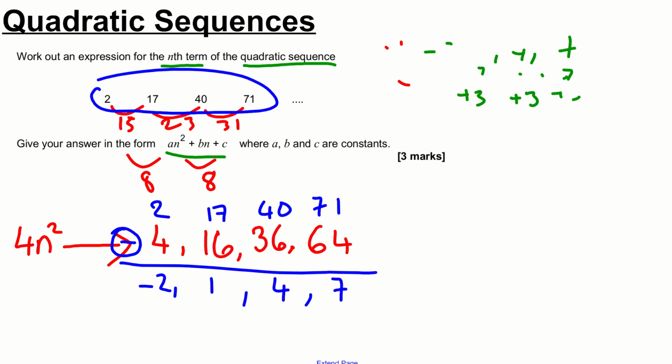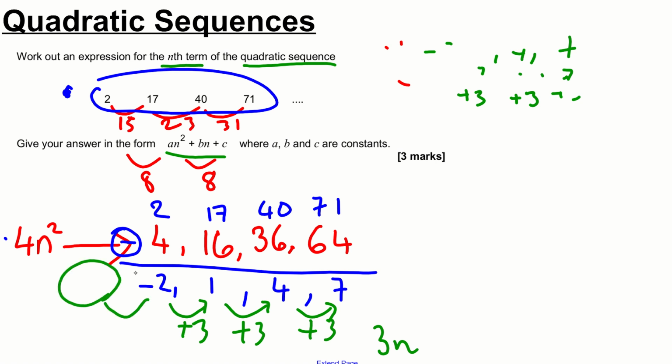You then can see the difference between your original sequence and the 4n squared sequence is actually linear. So you work out the nth term of this linear sequence. You're going up in threes. You can see that. So therefore you write 3n. You go back to your 0 term. Obviously if you're up 3 this way, you're down 3 this way.